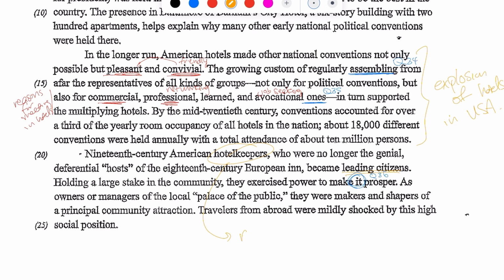They received or got power. And what that means is they have a really big stake in the community, and they are trying to make sure that their hotel is being used effectively, and that's a good thing for the community because it offers jobs, offers a palace of the public, a place to visit, and travelers from abroad were actually shocked by how powerful they are.